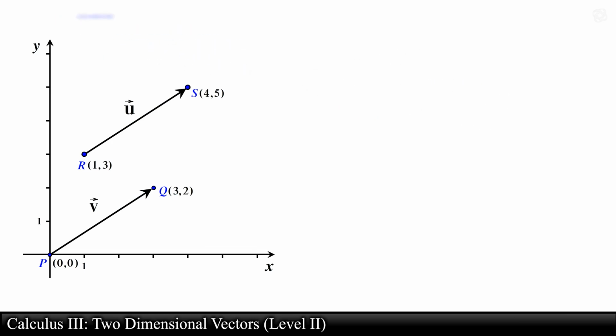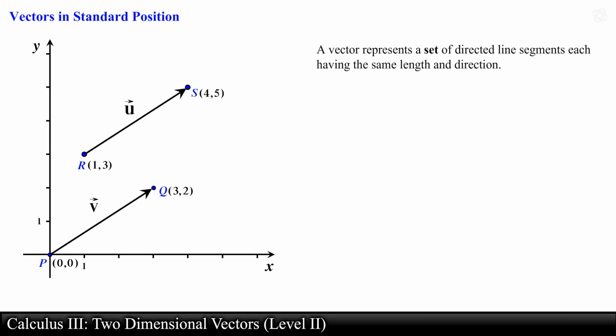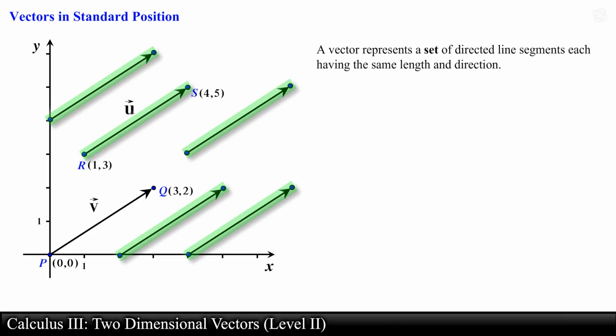The next concept associated with vectors that we need to understand is that a vector represents a set of directed line segments, each having the same length and direction. For example, vector v was equivalent to vector u, even though their initial and terminal points had distinct coordinate points. In the same manner, we can represent additional vectors that are equivalent to vector v. All of these vectors have the same direction and magnitude as vector v.